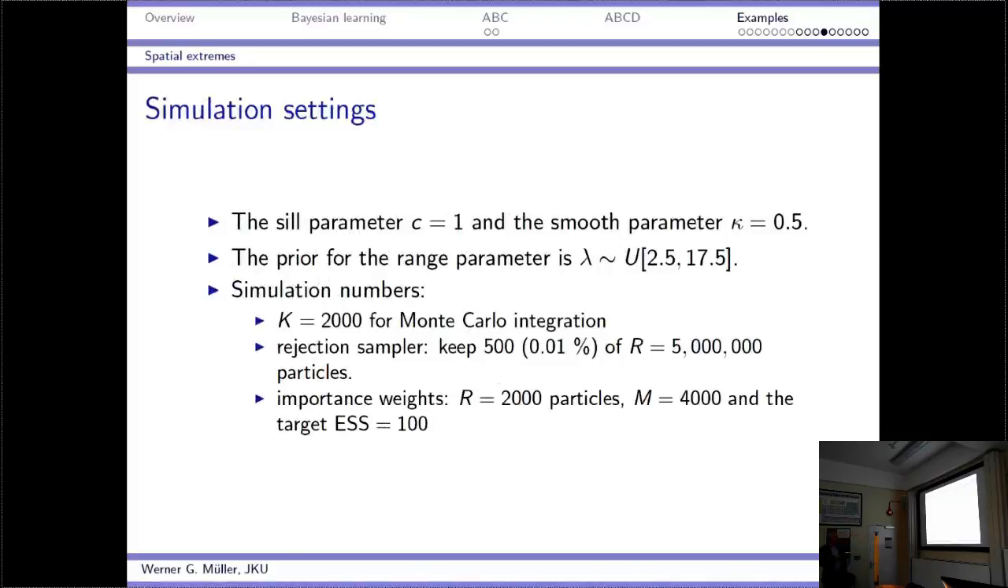Then we fixed also the scale and the smoothness parameter after we did some estimation, because we had data already, of course, so we could estimate them and fix them at some smooth values close to the estimates. And we had a prior for the range parameter, which was between 2.5 and 7.5. This is the prior we used first, a flat prior, and then we made a second attempt using the prior from the empirical distribution that we already had. Simulation numbers here: 2,000 for the integration step, and we're using the rejection sampler. So we always keep 500 from all these particles, and in the importance weight, we choose an effective sample size of 100.